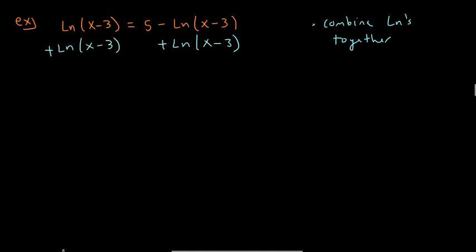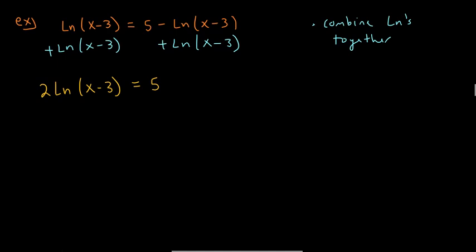Now, you have two of them, right? You can write it as the natural log of (x minus 3) squared, because that is really what it ends up being. But I don't know if that's necessarily the best way to do it. We might think about this as 2 natural logs of (x minus 3), and that equals 5. So I've combined them together. Again, we could write this as (x minus 3) squared if you wanted to, but I think it's easier this way.